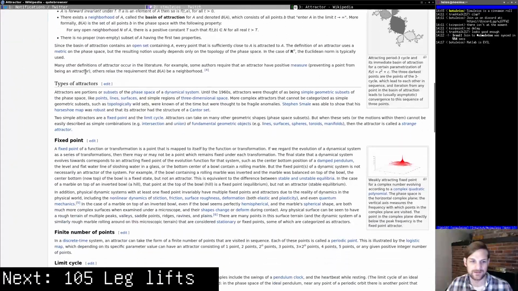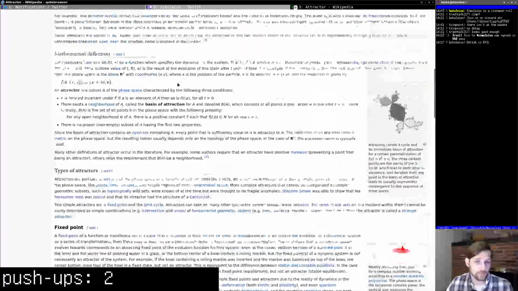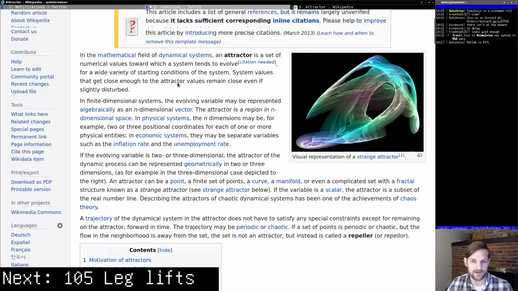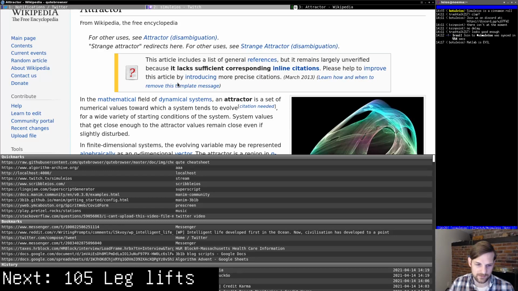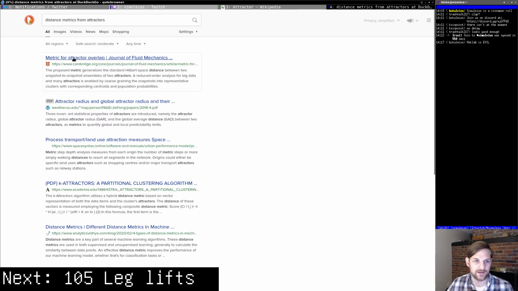All I know is that if you have a function system, the attractor is an output to a function system. That's all I know. I'm hoping to learn a bit more here, and hopefully that will give me some intuition as to distance metrics from attractors, I think is what I should be looking for. Distance metrics from attractors. We'll just see what we can find.